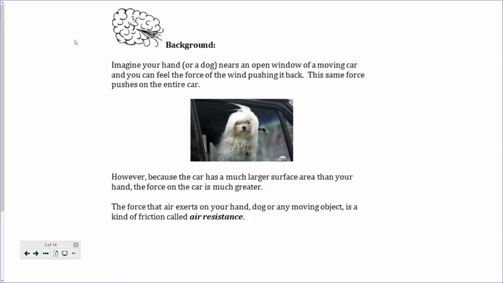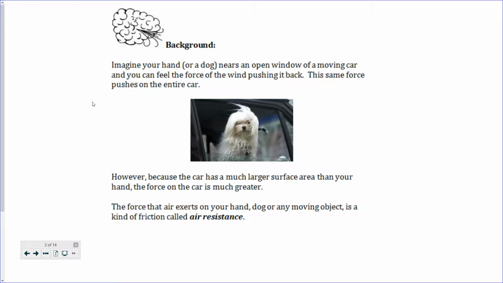So again, if you ever imagine your hand by an open window in a moving car, we used to do this, but don't do it now because it's kind of dangerous. When I would go in slow, sometimes I put my hand out the window and just kind of feel the air push it back. Or if your dog's in the back, maybe he's sticking his head out and gets that wind pushed against him. Now, the same force pushes against the car too.